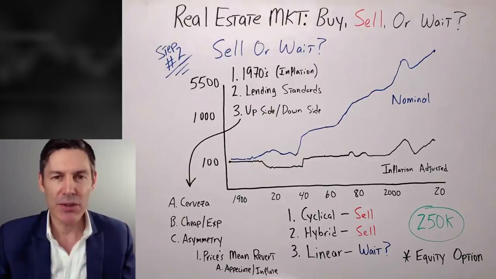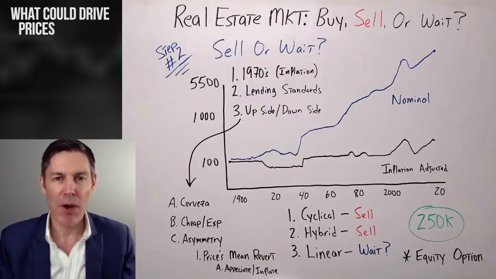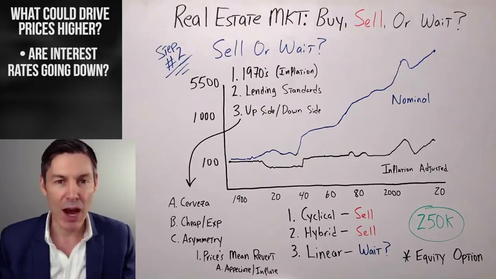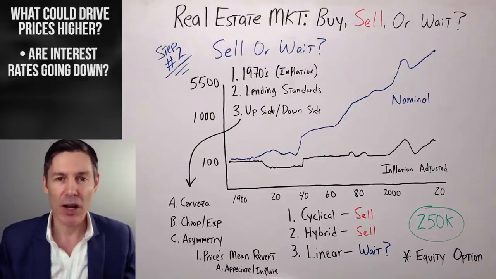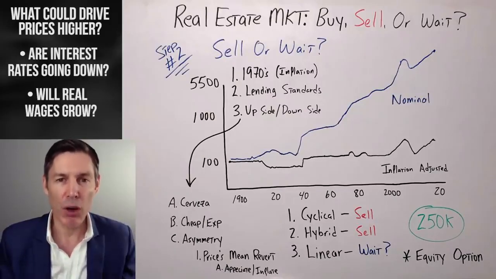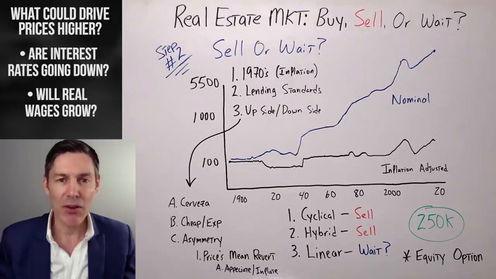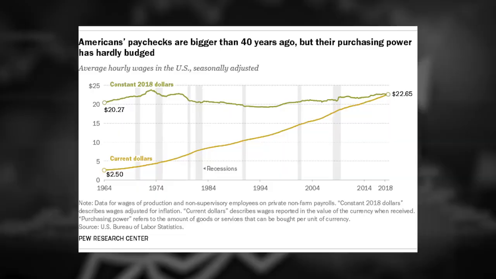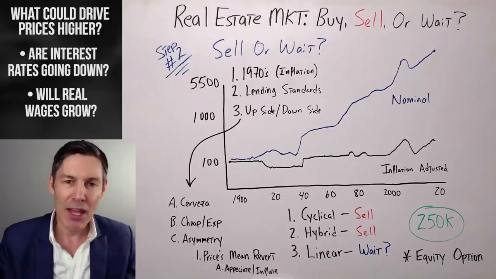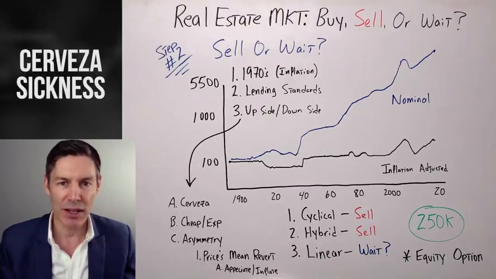I think you honestly need to assess what your upside is versus your downside. Look at the fundamentals. What could possibly drive prices higher? Are interest rates going to go down a lot? Probably not. They're already at zero. Are we going to see tremendous real wage growth that would give consumers more purchasing power? Again, probably not. Real wages have been stagnant for the last couple decades. True, they have increased slightly over the last couple years, but if you look at a chart going back 20 years, they're almost flat. Then we need to insert the cerveza sickness.